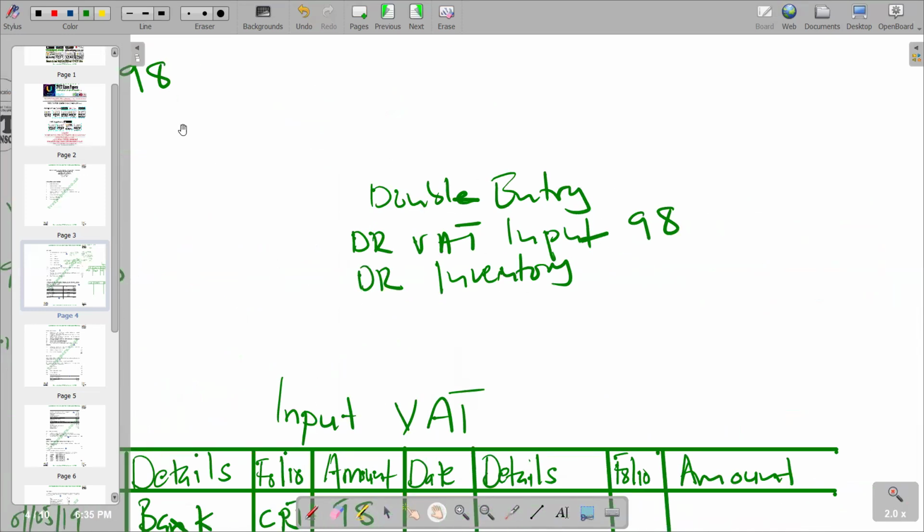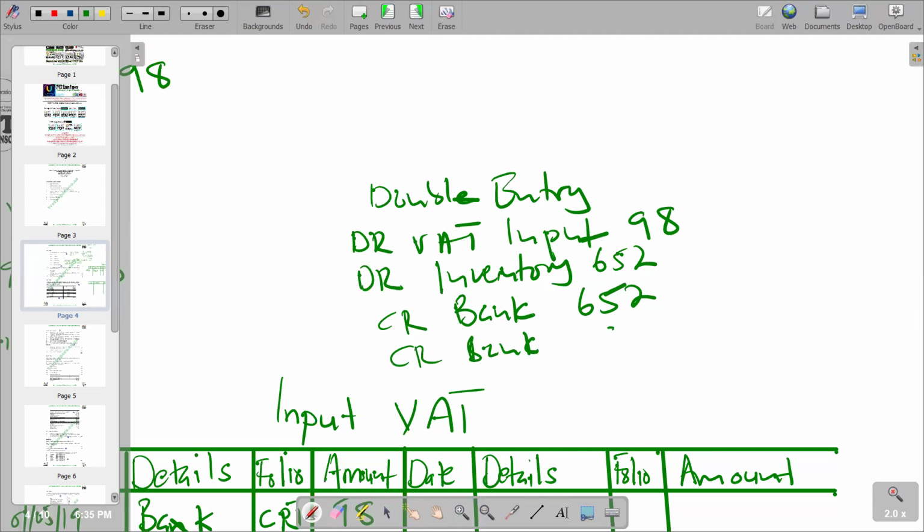So it is the one that we are going to credit now. Bank. There we credit the bank with 652, which is the same amount that is going to debit our inventory, 652. And also we credit the bank with the VAT input amount, which is 98. So this is the double entry involved. We've got two double entries. We debit inventory with the VAT exclusive and credit the bank with the VAT exclusive, the same amount, 652. And also we debit VAT input account 98 and credit the bank with 98, which is the VAT component. So two double entries involved.